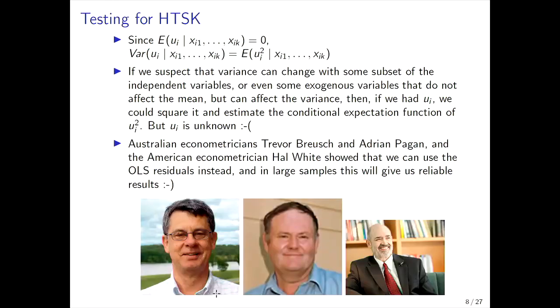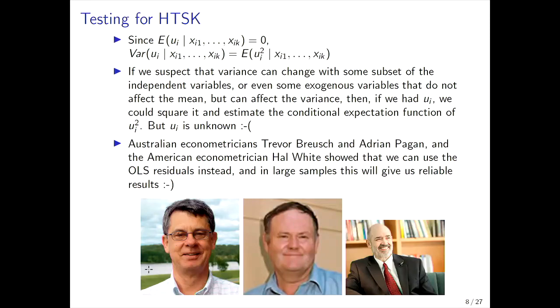So here we have three very good-looking young men. So girls, if I had to ask you to marry one of these guys, which one would you choose? It's not an easy question. So these guys, this fellow here, this is Trevor Breusch, this guy is Adrian Pagan, and this guy is Hal White.